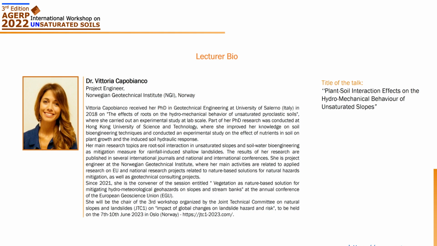Since 2021, she is the convener of the session entitled Vegetation as Nature-Based Solution for Mitigating Hydrometeorological Geohazards on Slopes and Streambanks at the annual conference of the European Geosciences Union. She will be the chair of the third workshop organized by the Joint Technical Committee on Natural Slopes and Landslides on Impact of Global Changes on Landslide Hazard and Risk, to be held on the 7th-10th of June 2023 in Oslo, Norway.